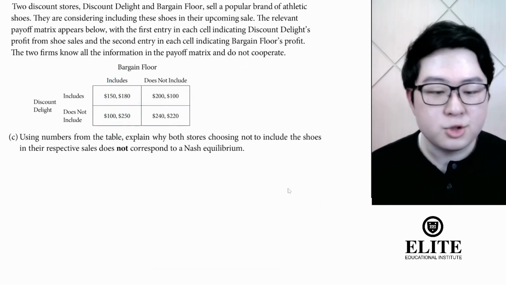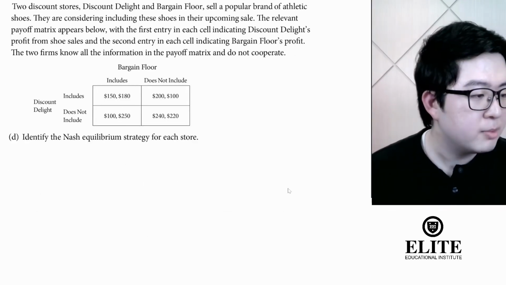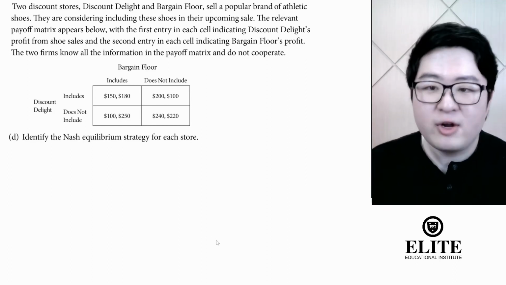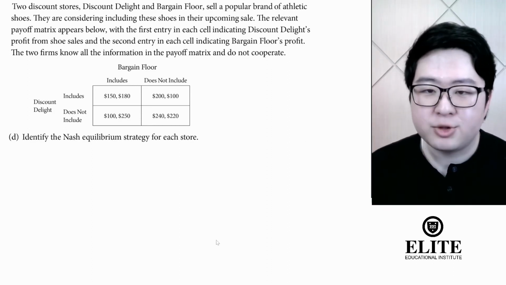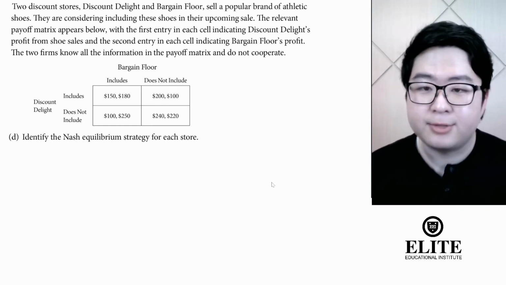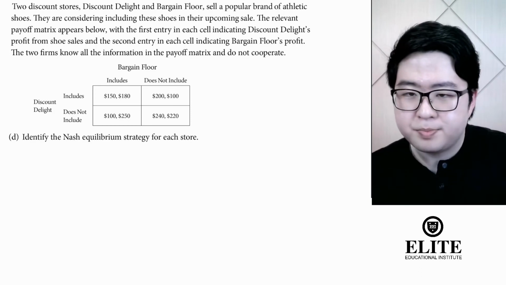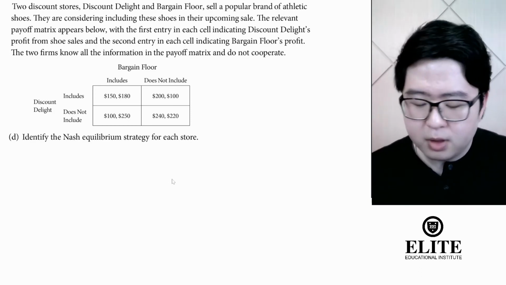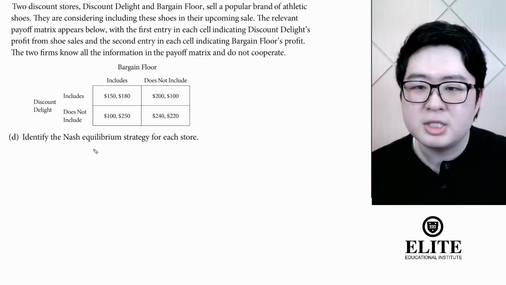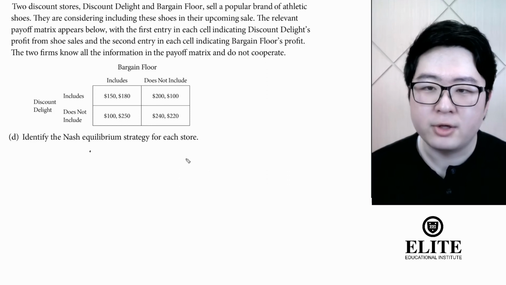Let's go ahead and move on to part D. Identify the Nash equilibrium, or the equilibrium strategy for each store. And if it asks you to identify a Nash equilibrium strategy here in no uncertain terms, it means that there is a Nash equilibrium. So what we're going to need to do here is simply consider each player's strategies in the event that the other player chooses one strategy or the other.